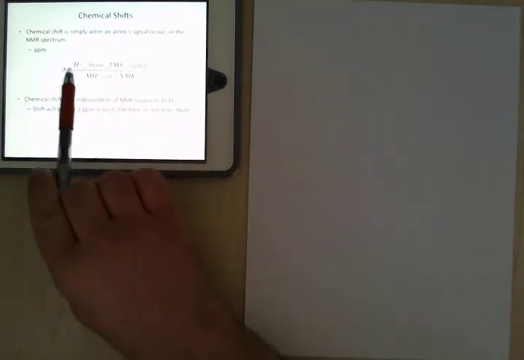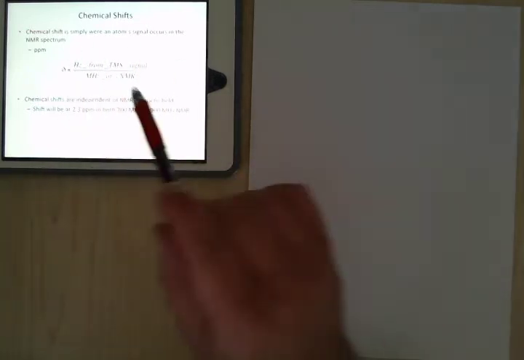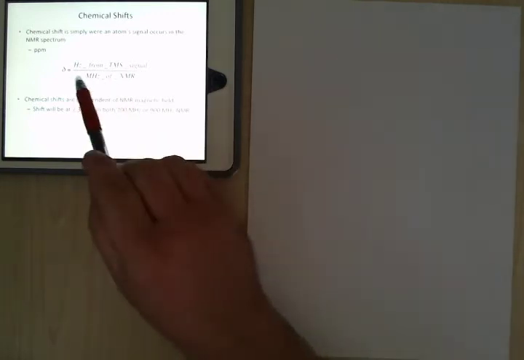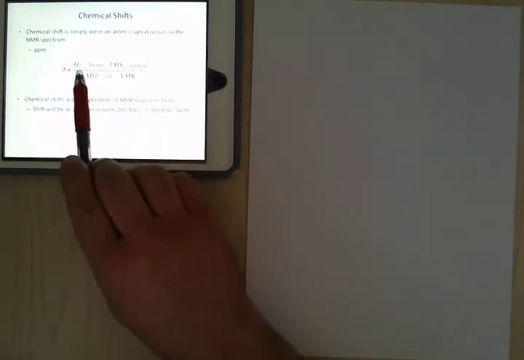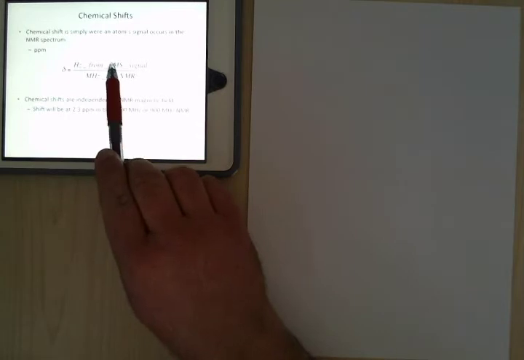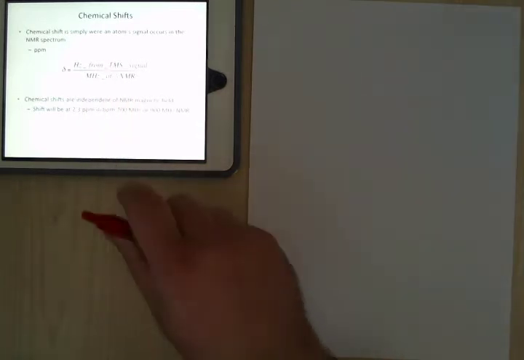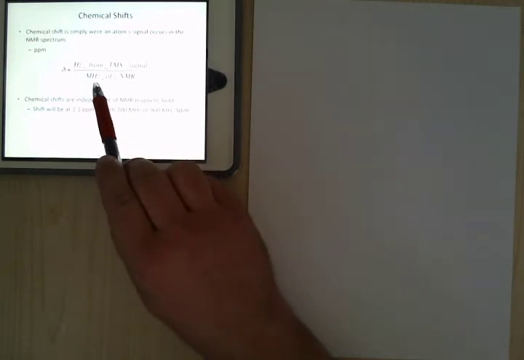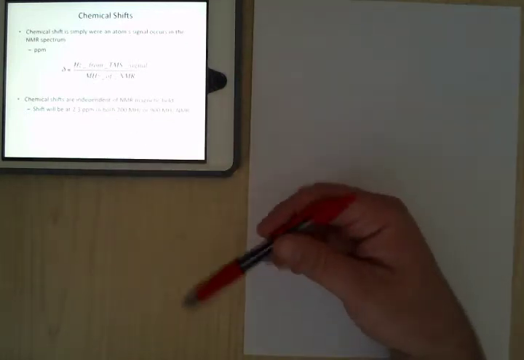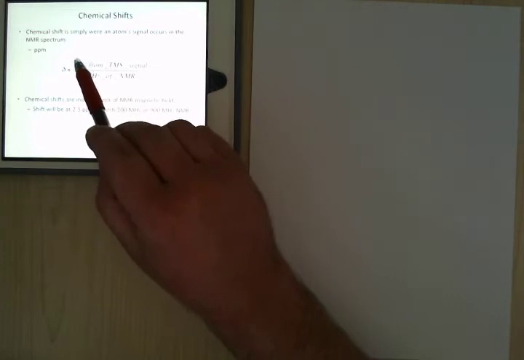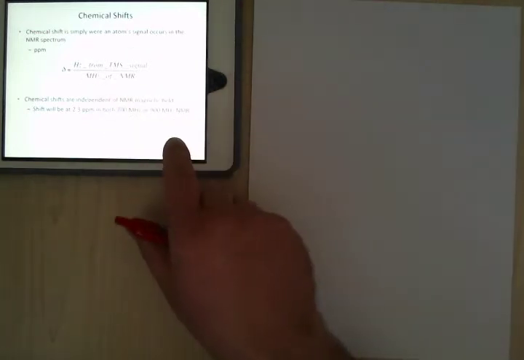So how far away in hertz, the frequency absorbed relative to that TMS signal, divided by the megahertz of the NMR, and something over 1,000,000. That's where we get the hertz per million from. So hertz over megahertz, 1 over 1,000,000, ppm.